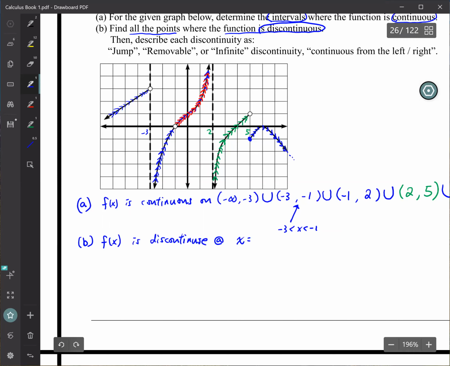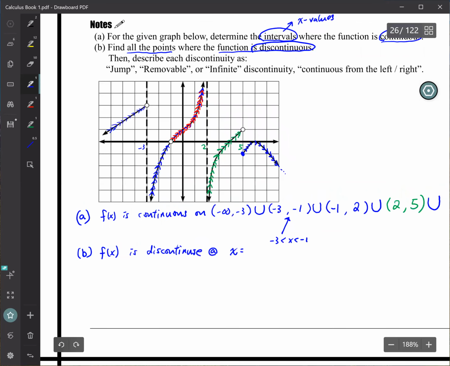Where is the first x value that's discontinuous? Jesse? The first I got was it's discontinuous at x equals -3. Yeah, very good. That's where it's broken. What's the next one, Joan? X equals -1. Yeah, okay. Carrie, next one.